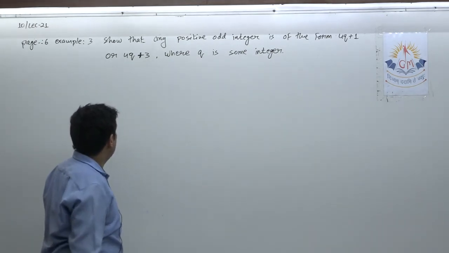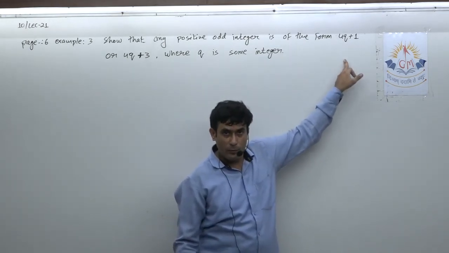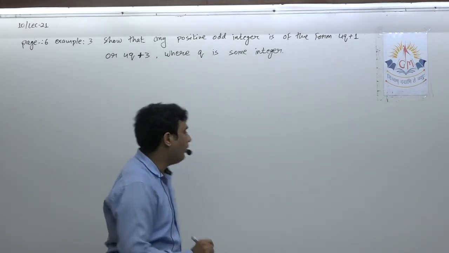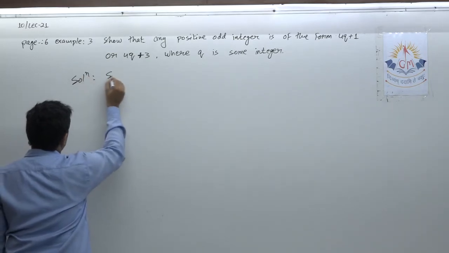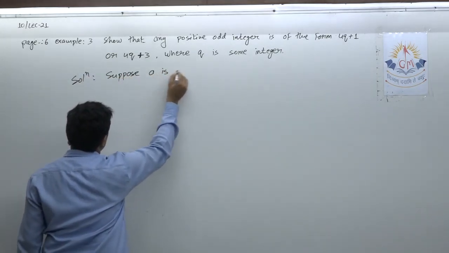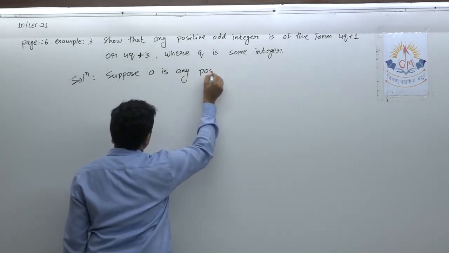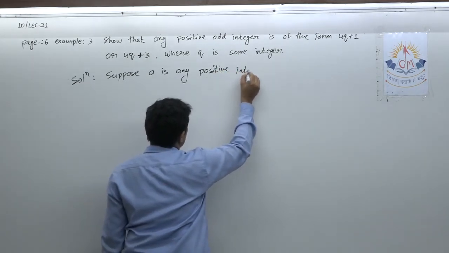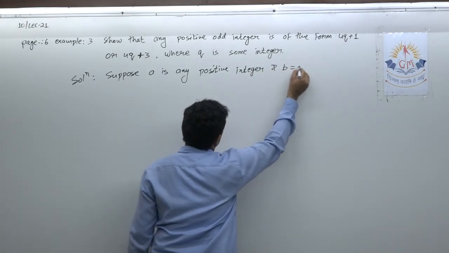Okay, so here we have to prove that if there is a number in the form of 4q plus 1 or it is in the form of 4q plus 3, definitely it will be odd. So we will start with the same. Suppose a is any positive integer and b is equal to 4.